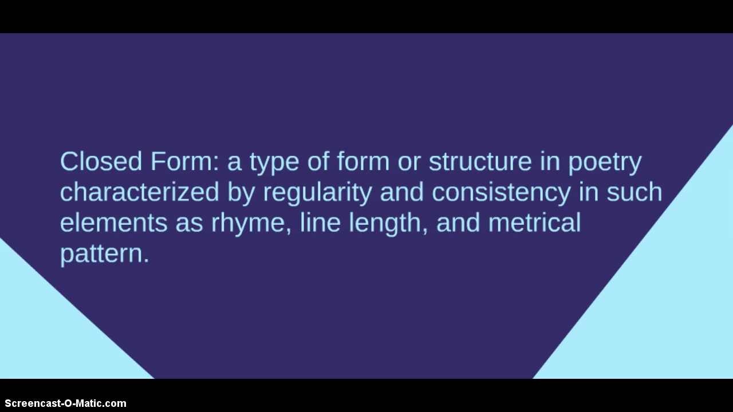A really good example of the closed form would be the haiku, which we talk about a little bit later, where there's a certain amount of words in each line and there's a certain amount of lines. Another really good example of closed form is the sonnet, because there are 14 lines in the sonnet and each line has 10 syllables. Sonnets also have a rhyme scheme that goes with them. So whenever there's a really set structure to the poem, it's closed form.